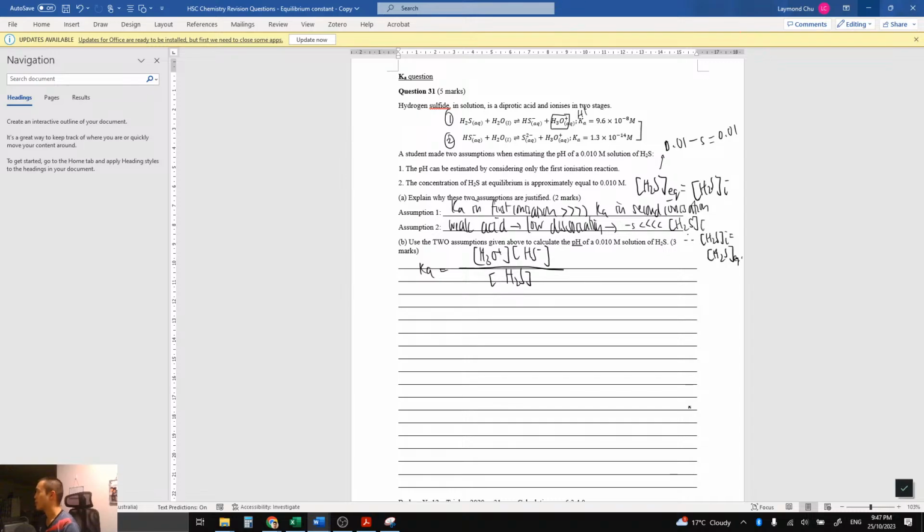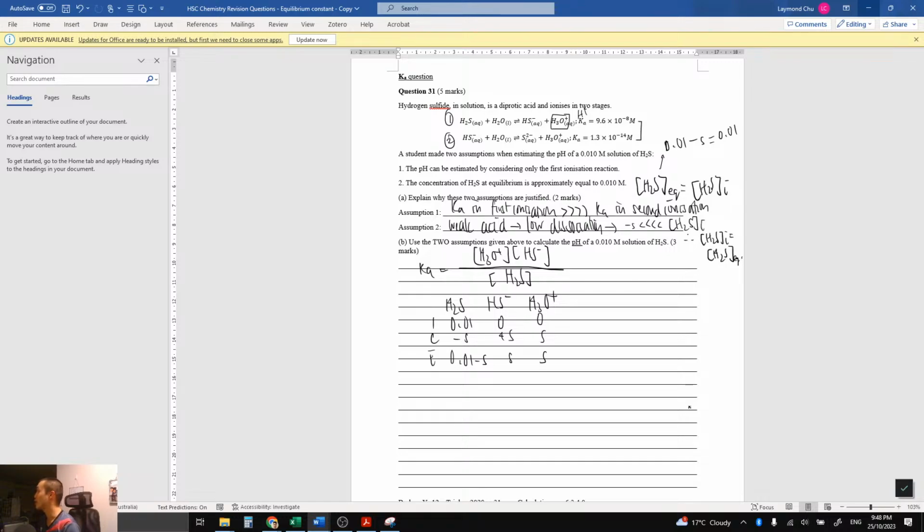Now we can do our ice table. Let's do an ice table, okay, because it fundamentally falls back down to our ice table. So what does that look like? Now we don't worry about water in this case. So our initial concentrations, initially, our change is negative S, HS minus is plus S, S. So therefore our equilibrium is 0.1 minus S, S, and S.